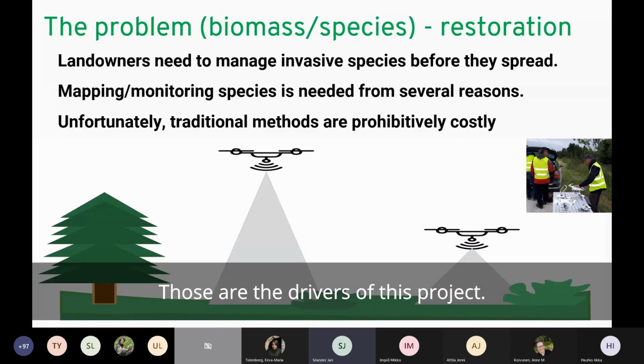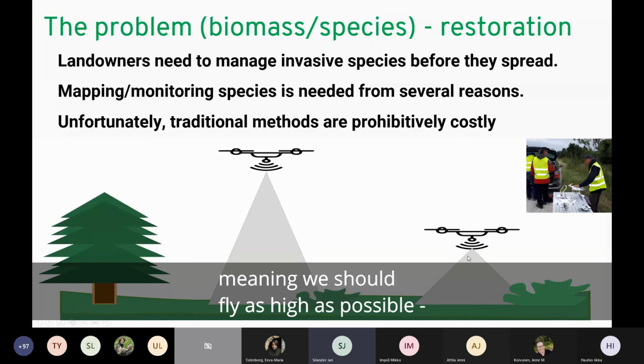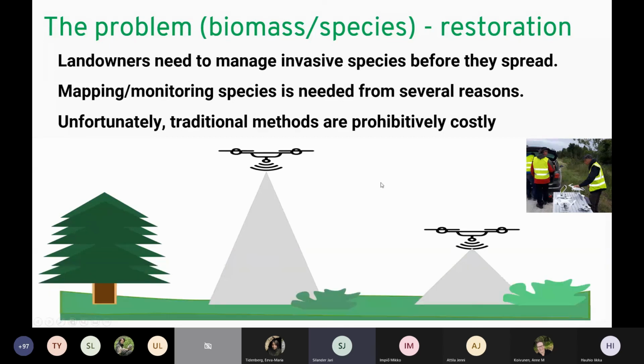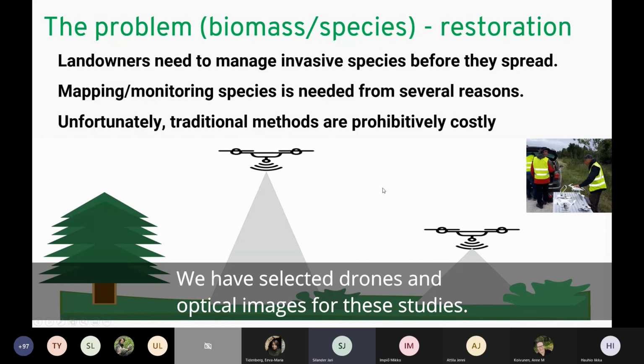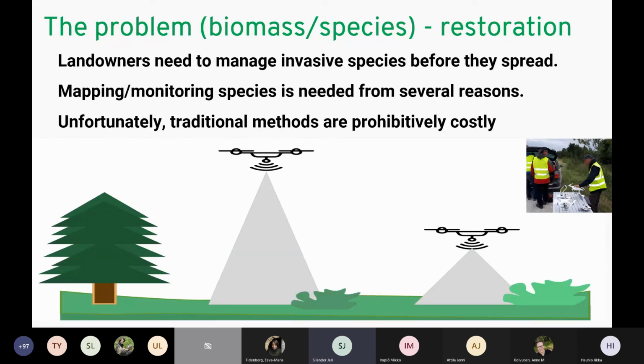So those are the drivers of this project. And what we try to do efficiently means that we should fly as high as possible using as low cost technology as possible. And we have selected drones and optical images for these studies.